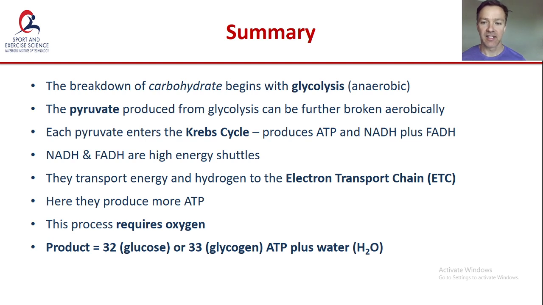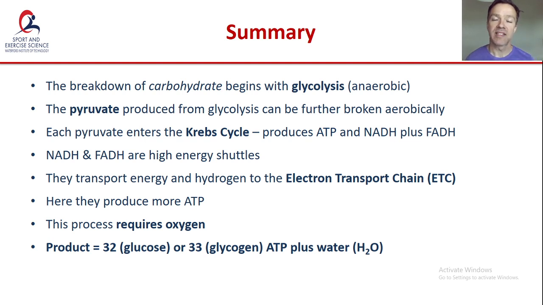Let's have a little summary of it there. First of all, the breakdown of carbohydrate begins with glycolysis. This is an anaerobic process. The pyruvate produced from glycolysis can be further broken down aerobically. Each pyruvate molecule produced by glycolysis enters the Krebs cycle. This produces some ATP, and it also produces NADH and FADH. The NADH and FADH are high energy shuttles. They carry high energy electrons and hydrogen molecules over to the electron transport chain.